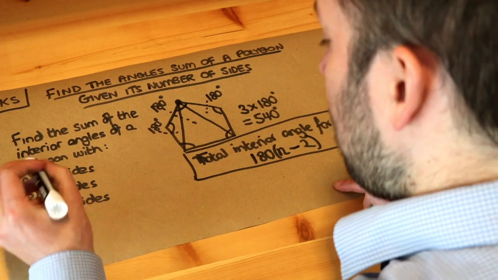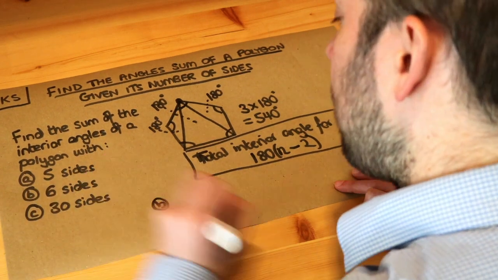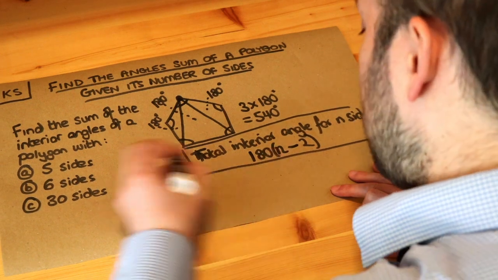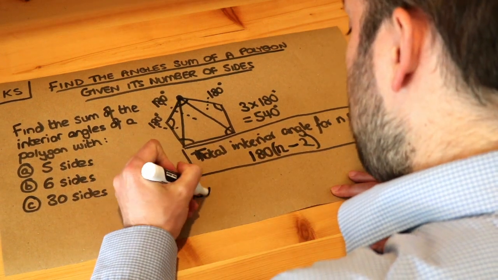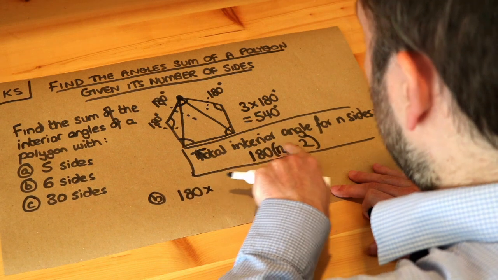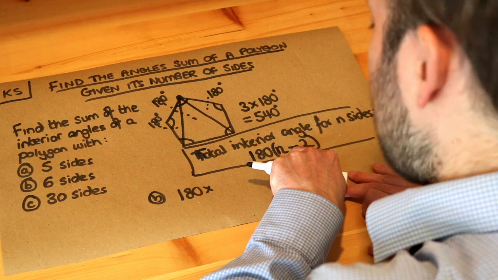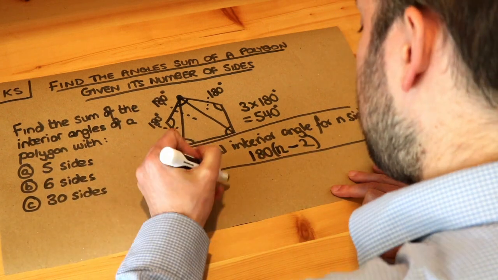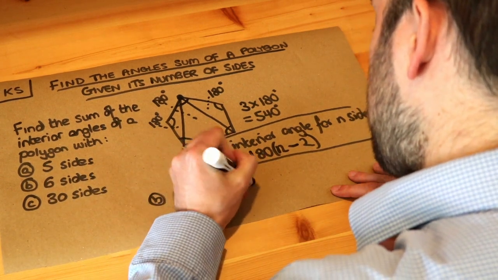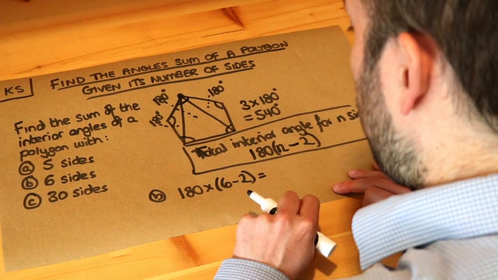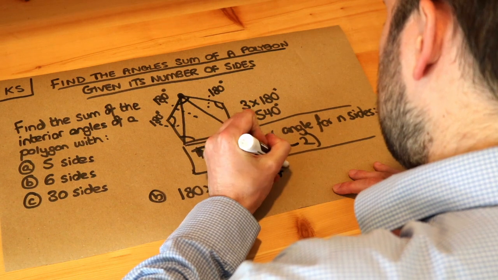So let's apply that for B and C. So for B, we got 6 sides. To find the total interior angle, we do 180 multiplied by, because remember when things are next to each other in algebra, you just times them together, 180 times n minus 2, 6 minus 2. So we just need to do 180 times 4, and that's 720 degrees.